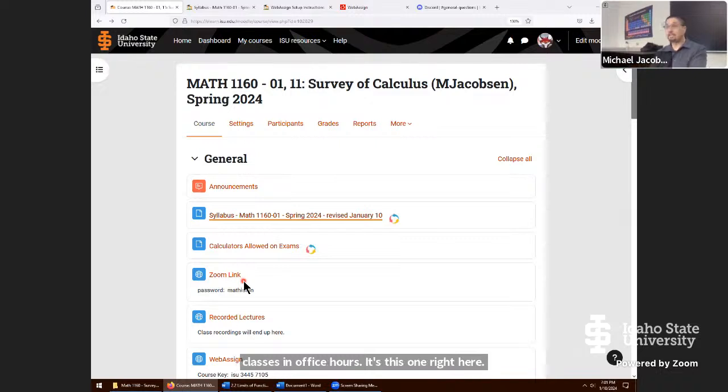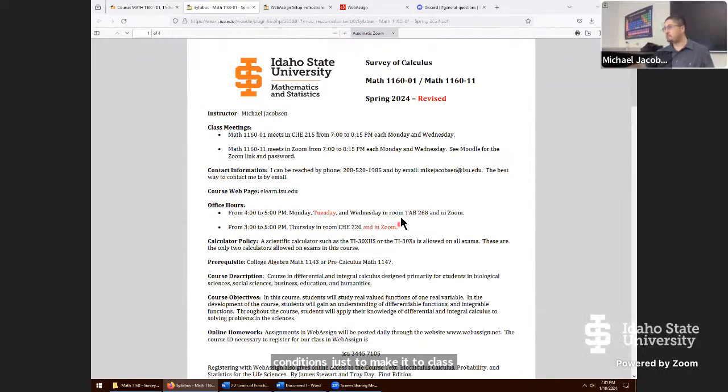Now, if the weather gets really unmanageable, even for folks who come in person, you are welcome to use this. It's never a good idea to drive through hellacious conditions just to make it to class. So those are the changes on the actual syllabus itself.